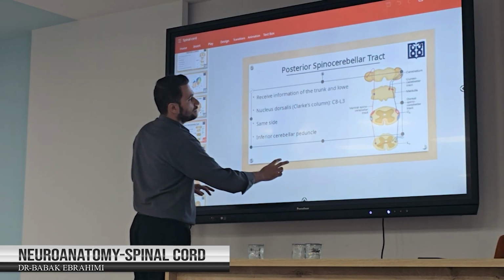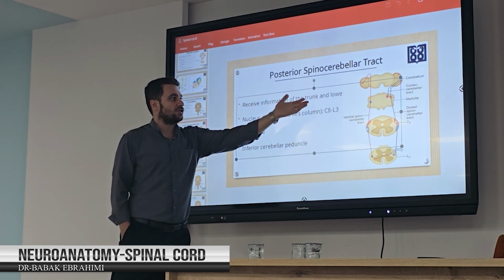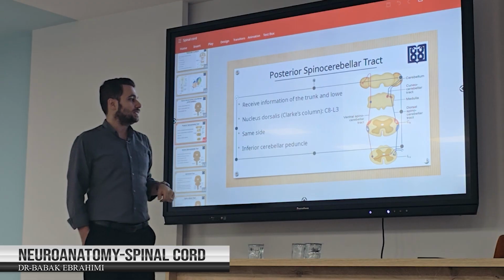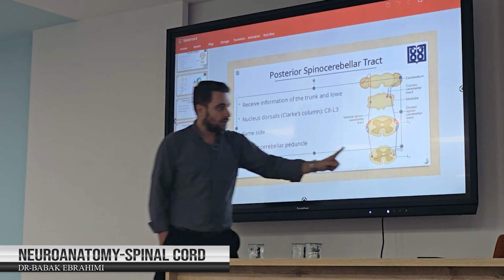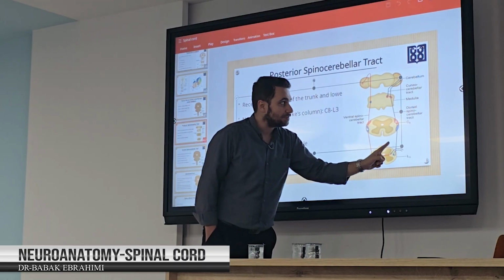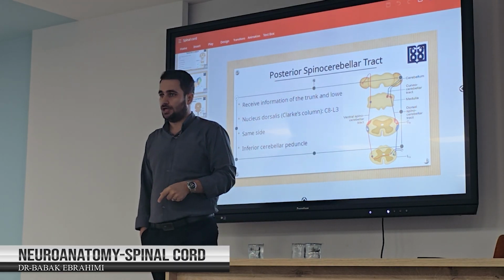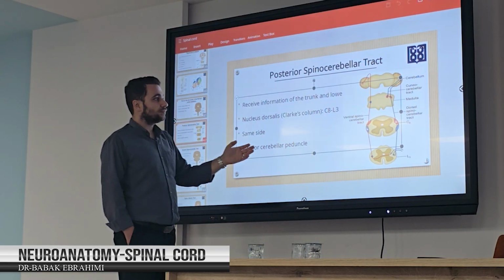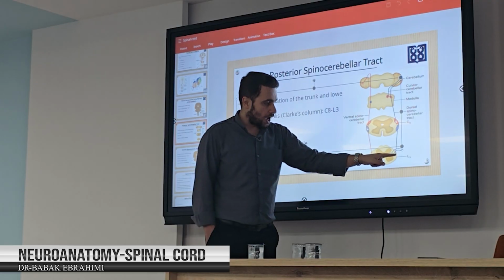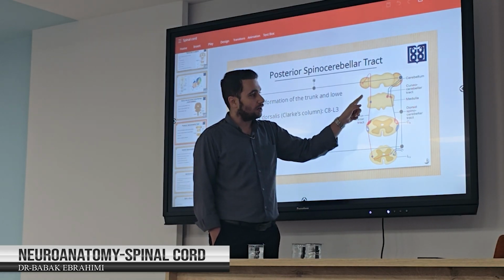The posterior spinocerebellar, here, you are looking. It receives the information of the trunk and lower limb. It doesn't important nucleus dorsalis. Same side. Look at here, same side. The blue one information come at the same side, goes upward and then goes to cerebellum. But the ventral comes to the spinal cord, has a cross, then goes upward.